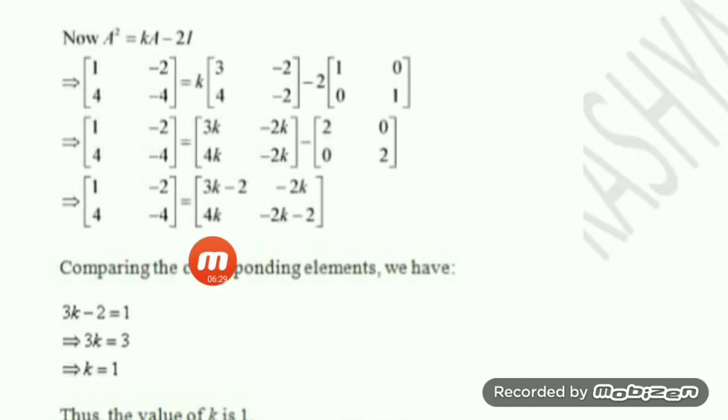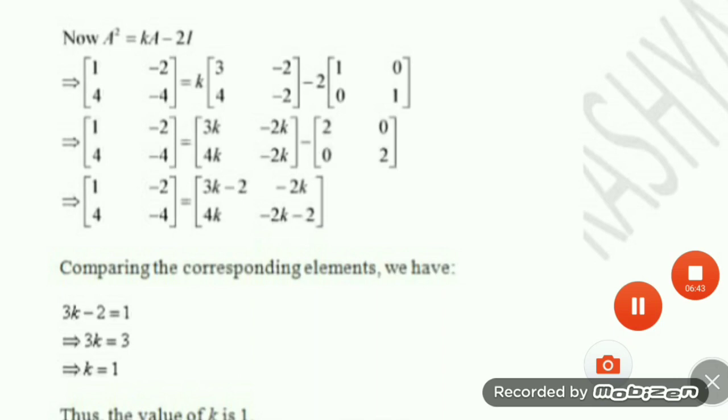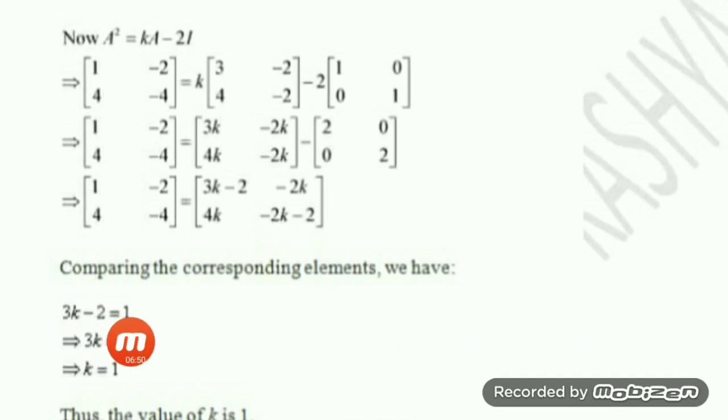Okay, now you see both the sides. Both are matrices of the same order, is it not? So you can compare every element. So comparing, what will we have? First element is equal to first element, and so on. This is 3K minus 2. So comparing the corresponding elements, we will have 3K minus 2 equal to 1. Then doing the calculation, we'll have 3K equal to 3 and K is equal to 1. If you compare the rest, then also everywhere we will have the value of K equal to 1.